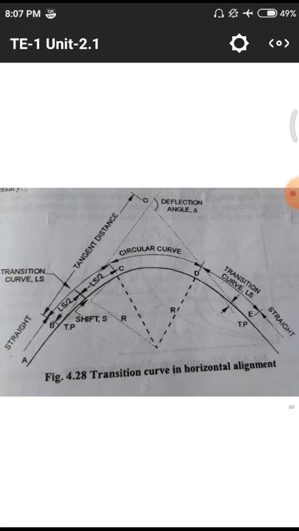LS, that is the transition length. Then transition curves and straight lines, tangent distances, deflection angle. The deflection angle is normally 90 degrees. In some cases it may increase, in some cases it may decrease, depending upon the merging point, that means the point connecting two lines. That is called the merging point of two lines. The distance from the center to the particular point B is called the tangent distance.